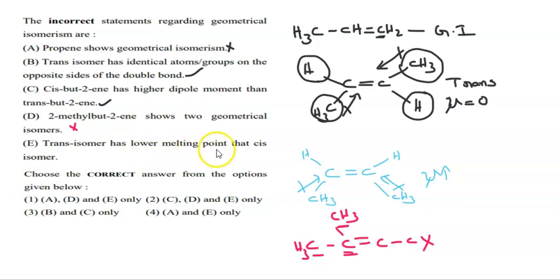Trans isomer having lower melting point when compared to cis, it is given. So in general, trans is having symmetrical structure when compared to cis. That's why the melting point is more for trans when compared to cis. So it is lower melting point it is given. So E is also wrong. So the incorrect statements for this question are A, D, E. A, D, E is there in option 1 which is the correct answer for the given question.